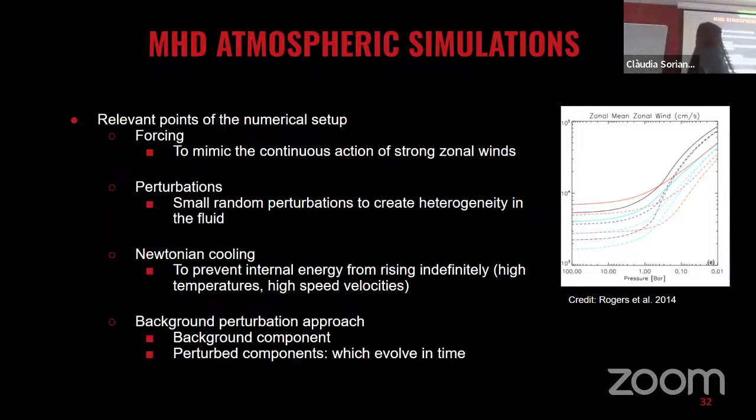Regarding the forcing, I want to let you know that we are not using a random forcing, but a forcing that is inferred from the global circulation models that we checked before. For example, Rogers in 2014 inferred these different profiles that you can observe here. In our case, it will go from 10 to 0.01. So we are considering this region as the main component of the forcing of the simulation.